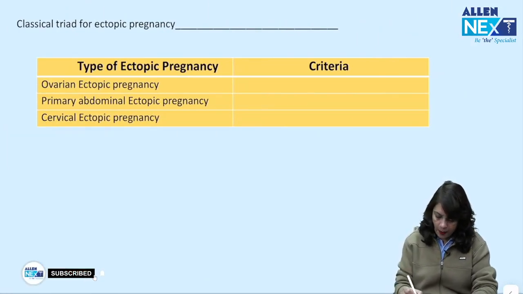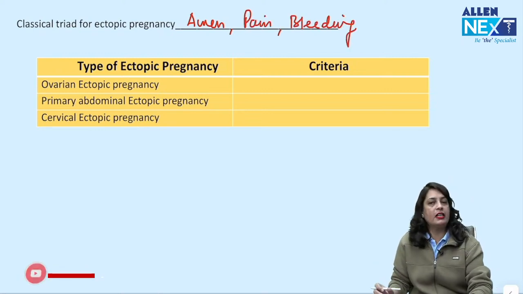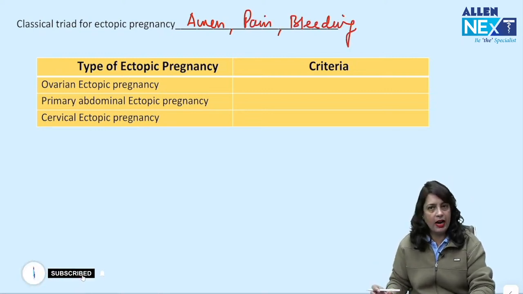Next, classical triad for ectopic pregnancy, always remember, is amenorrhea, pain and bleeding. If it is written as fainting, that is not the classical triad, because the ectopic pregnancy may present as an unruptured ectopic pregnancy as well.